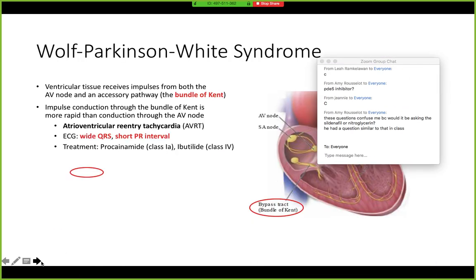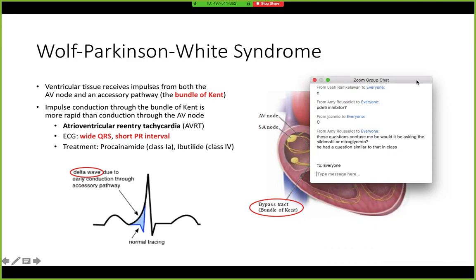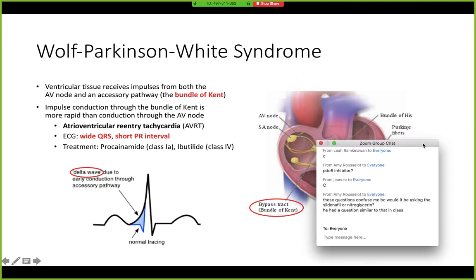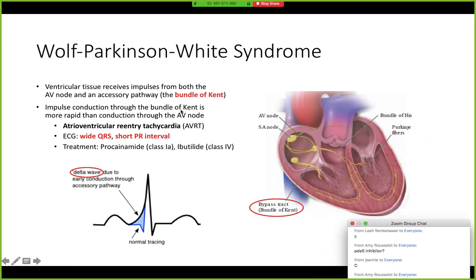All right, but the drugs are really what you're going to get the most questions about, not so much the physiology, at least in this section.